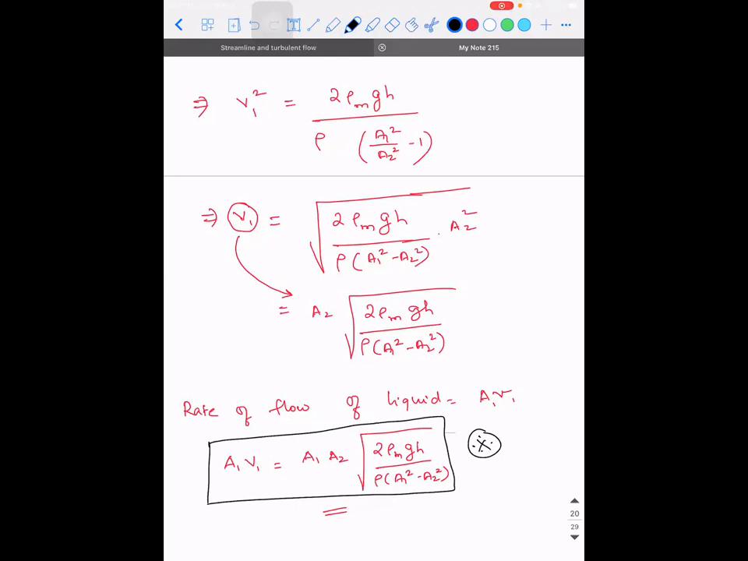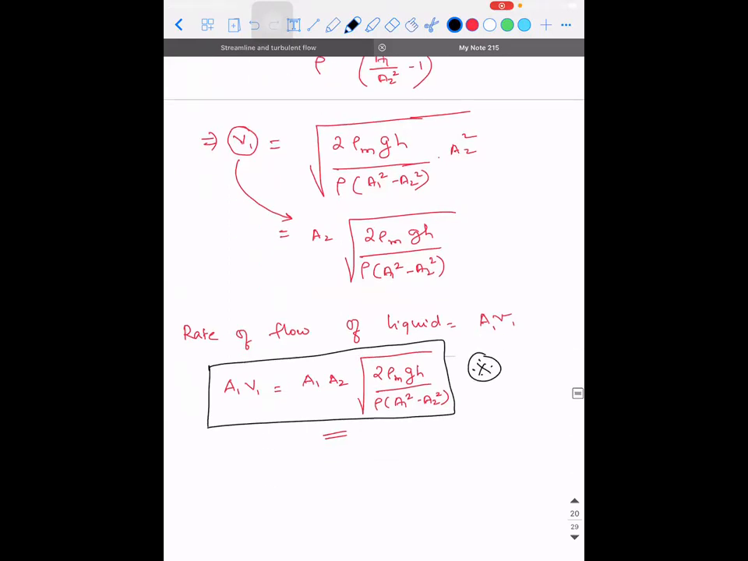So I have a doubt here. Rho m and rho are different, sir. Yeah, rho m is the density of the liquid in the manometer. Rho is the density of the liquid flowing through the horizontal tube. So they are of the same liquid, but they have different values? No, they are not. They are different liquids.